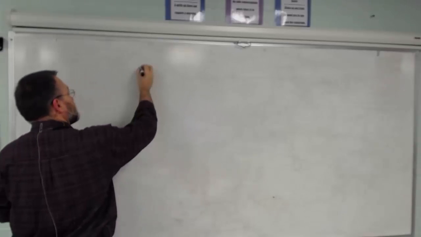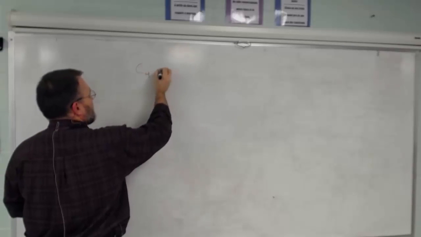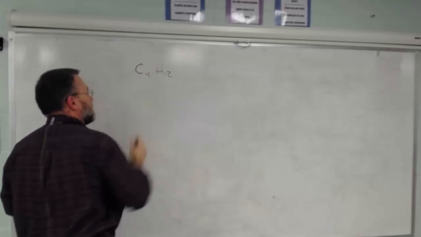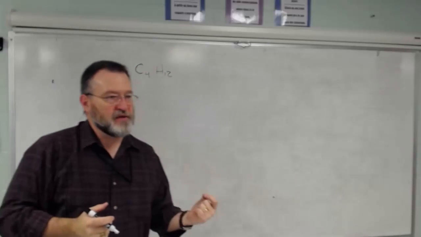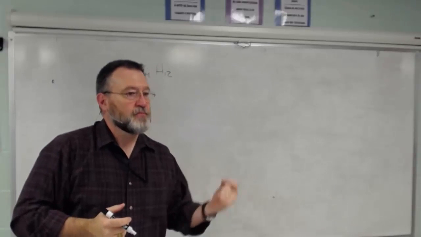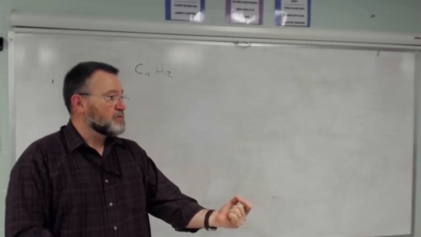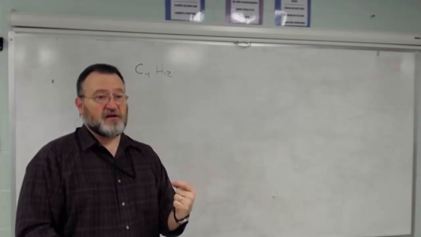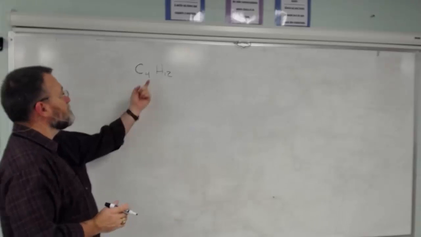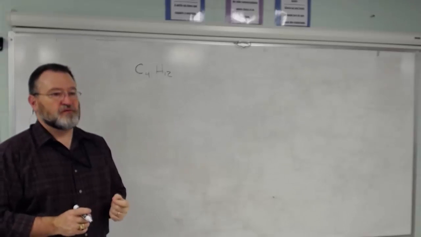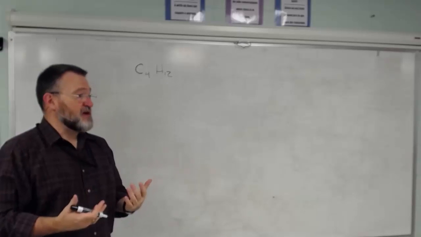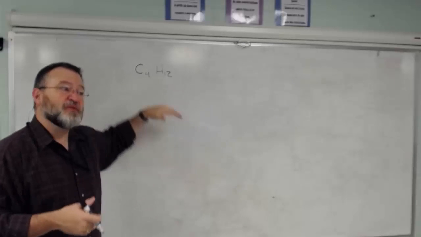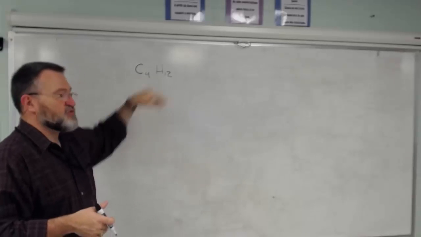Well, here's an example we just covered, C4H12. Is that a molecular formula or an empirical formula? It's molecular. How do you know? Because the subscripts can be simplified, can be reduced, right? What is the common factor between the 4 and the 12? 4. And that reduces down to what ratio? 1 to 3. So what would be the empirical formula of C4H12 be?